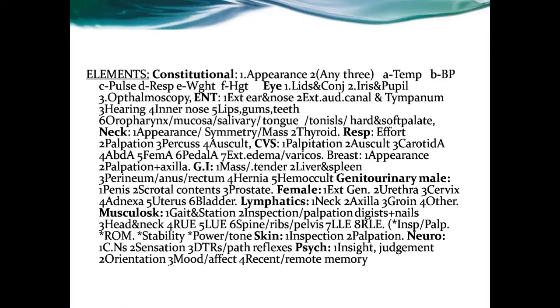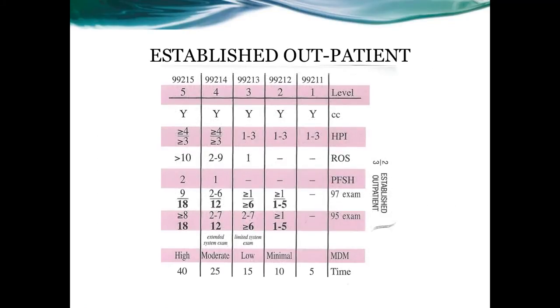For instance, when we're talking about the constitutional areas, any 3 of temp, blood pressure, pulse, respiration, height, weight, they all count towards constitutional, and those can be documented by the staff. Appearance counts as one by itself. So we definitely want to make sure the staff does all that for you.